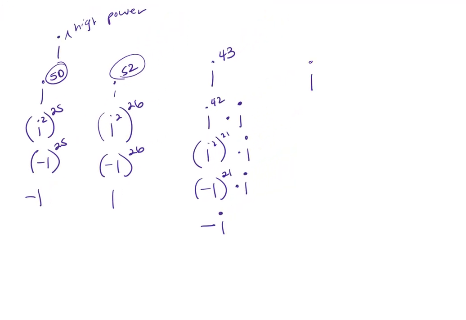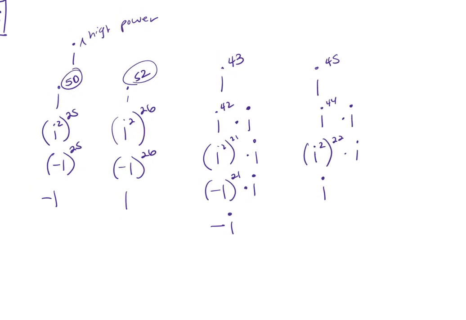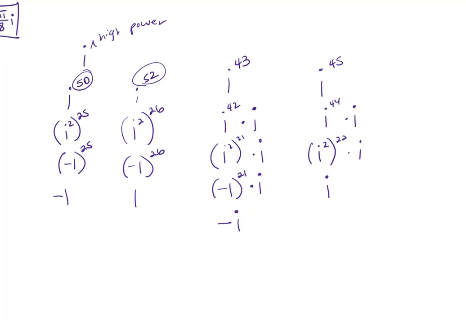If I had started with 45, the first thing I would do is make it 44 times i. I would rewrite i to the 44 as i squared raised to the 22nd times i. i squared becomes -1, and there are an even amount of -1s, so this is just positive i. Questions? Again, that'll be back on your review, but it is on your test, so you've got to make sure you know how to do it.